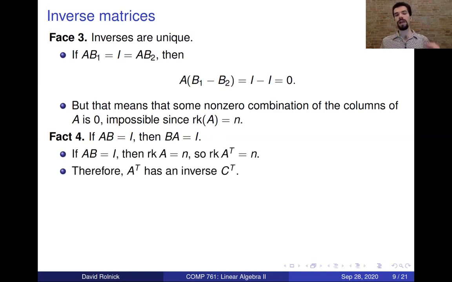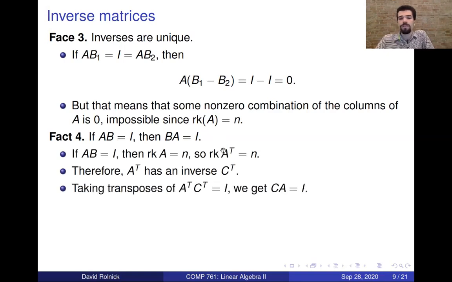That means that A transpose has an inverse. Let's call that inverse C transpose. Now, because C transpose is an inverse of A transpose, we have A transpose times C transpose equals I, just by the definition of an inverse. But we can take the transpose of that. And since I is its own transpose, and since multiplication flips when we take the transpose, we get C times A equals I. Okay, so now we have that there is a left inverse of A.